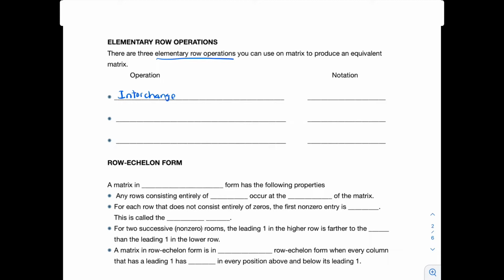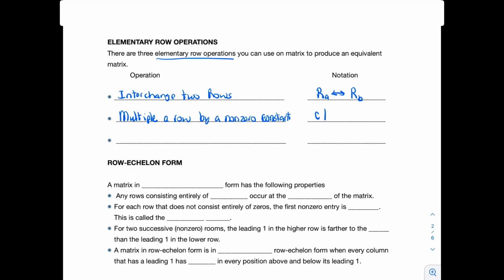The first elementary row operation is to interchange two rows. So we can change two rows in the order in which they're written. We can make row A interchange with row B, and that's the notation that we'll put to show the reader what we're doing. The second elementary row operation is to multiply a row by a constant, and that constant can be any number except 0.